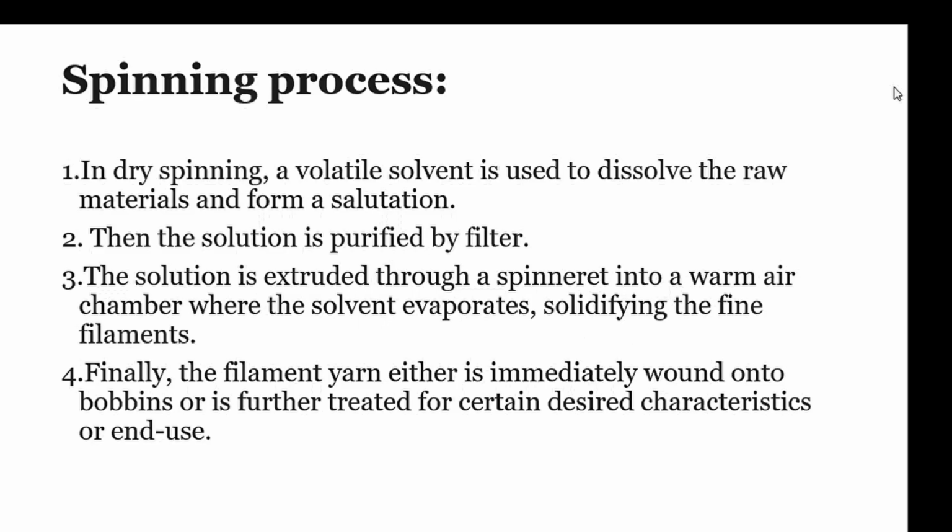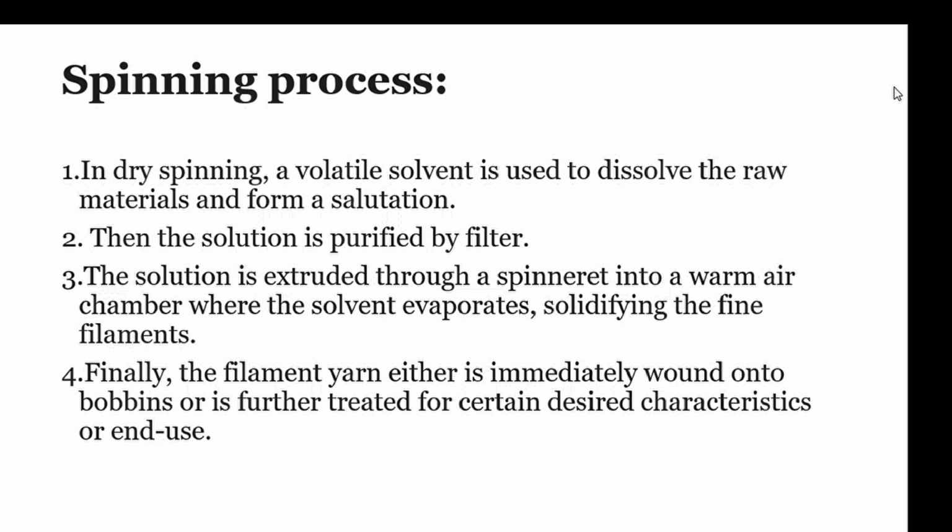And there are different methods like the melt spinning process, second is the dry spinning process, third is the wet spinning method, and the last is gel spinning, that are used for the manufacturing of man-made yarn. Today we are discussing the dry spinning. There are different steps used for the manufacturing of man-made yarn in the dry spinning process.